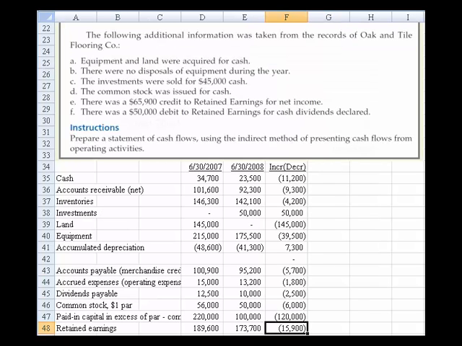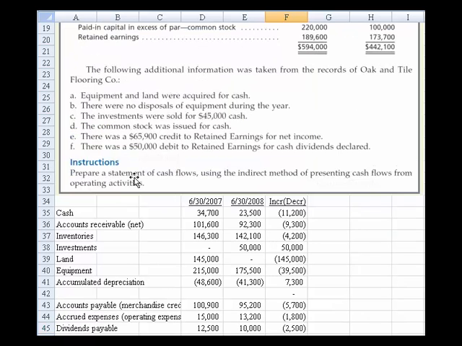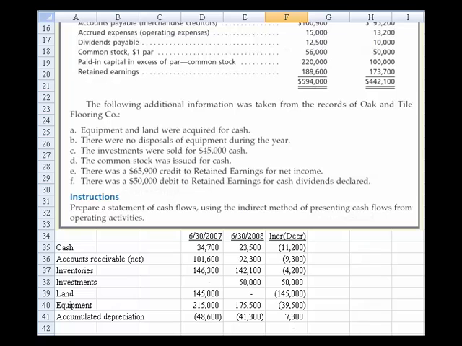Normally the first one to think about is depreciation, and hopefully we know something about depreciation for the year. Let's see. They tell us that equipment and land were acquired for cash and there was no disposal of equipment during the year. So I think what that tells us is, let's look at equipment and land. There's no depreciation on land, but equipment went from $215,000 to $175,000. That's a drop of $39,500.